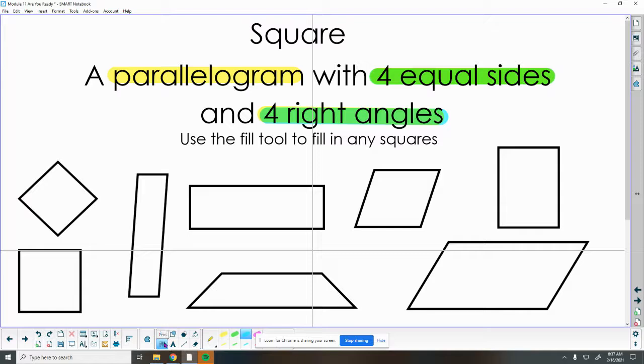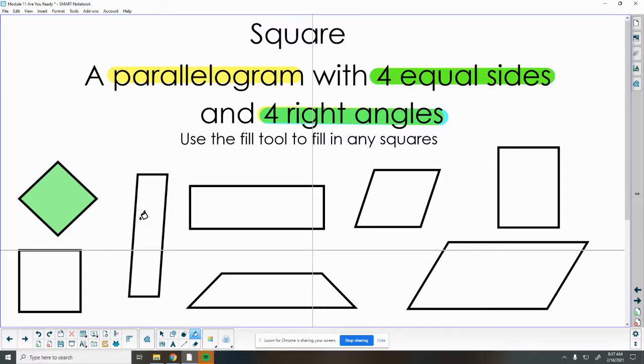So let's identify any of our squares here. Right angles and four equal sides. So this is a square. It's just turned on its side. I can see right angles. I can draw those squares in the corner.